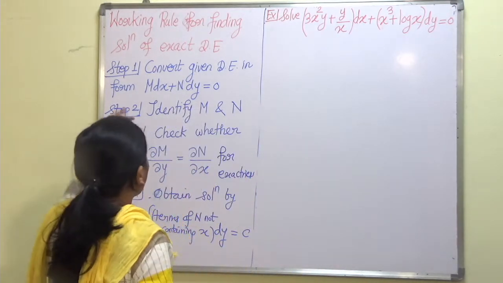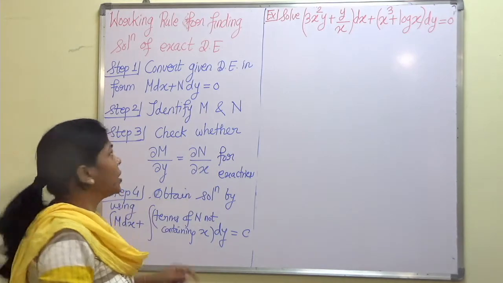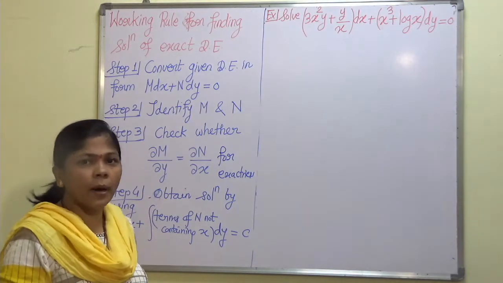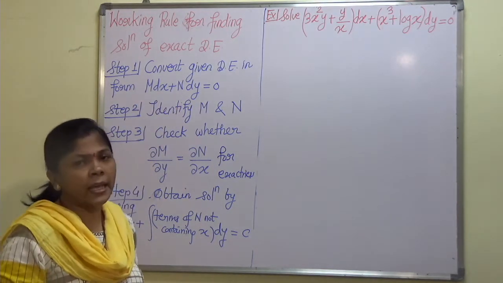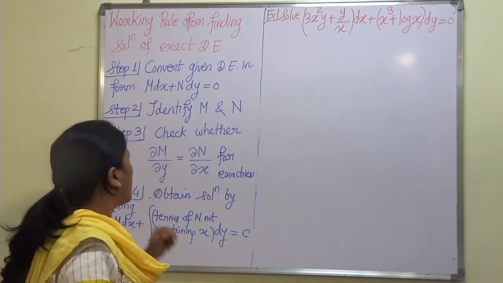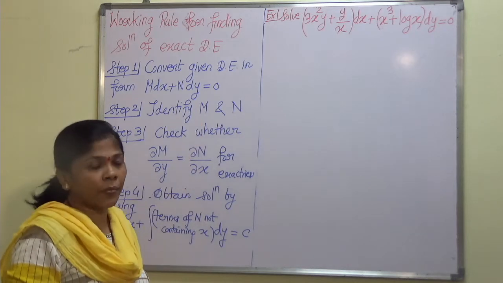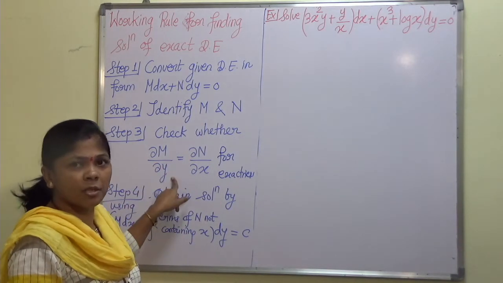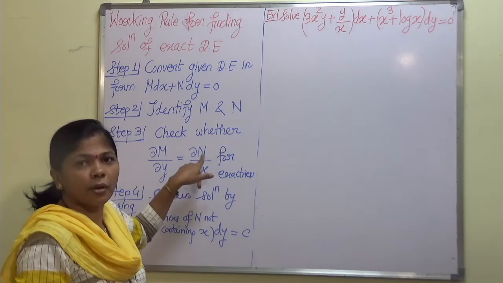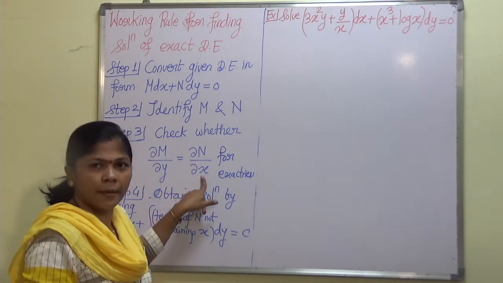So what is the working rule? Convert a given differential equation in this form. That is step number 1. This form is the standard form of an exact differential equation. Once we get that, identify M and N and then find their derivatives: the derivative of M with respect to y partially and the derivative of N with respect to x partially.